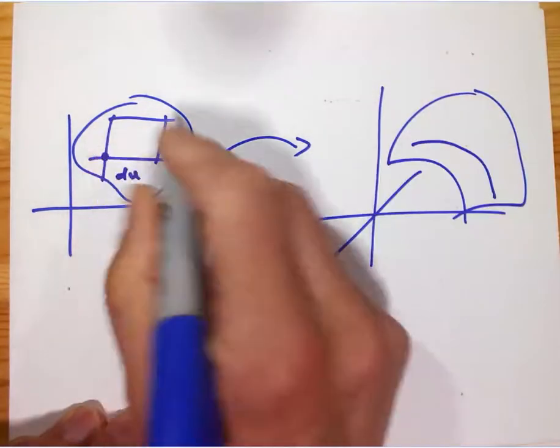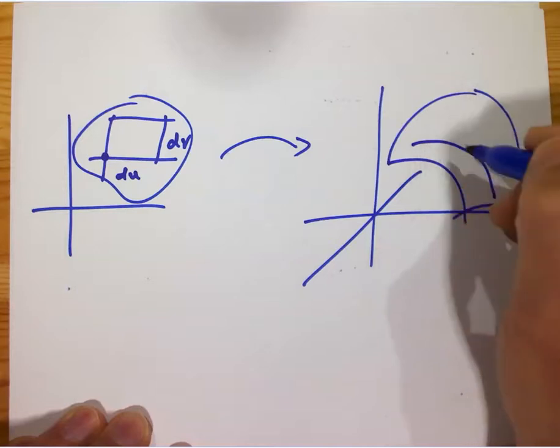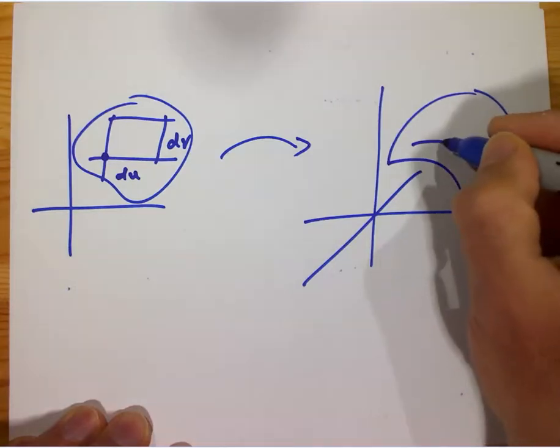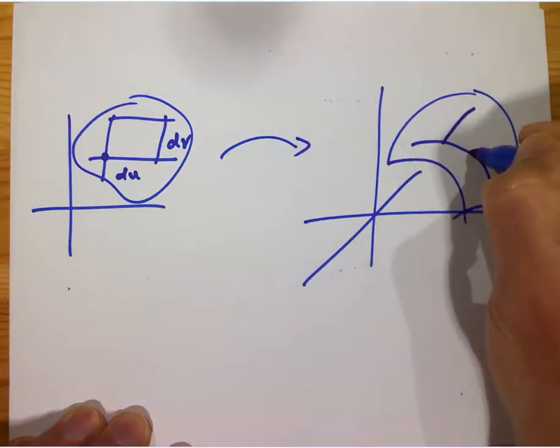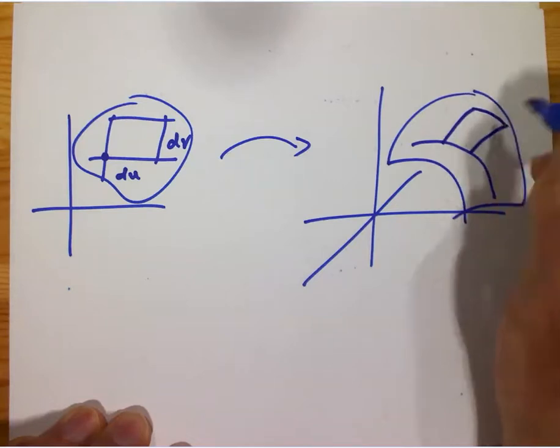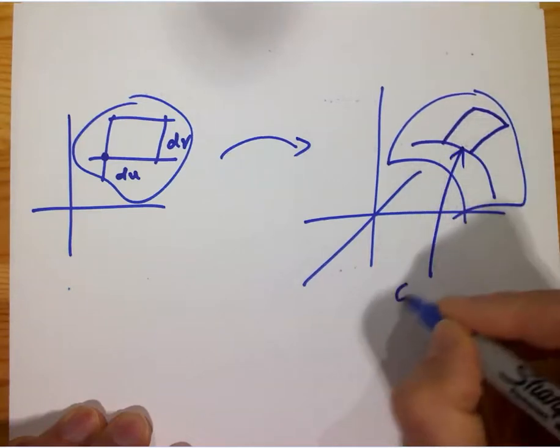And if this is small enough, then actually I shouldn't have drawn it as so curved. Then I'm going to get something where this is not actually curving very much. So I'm going to let it curve a little bit. But this is very, very close to a parallelogram.